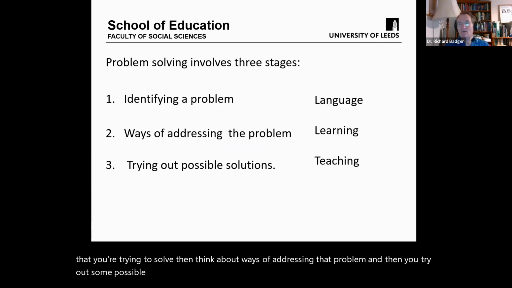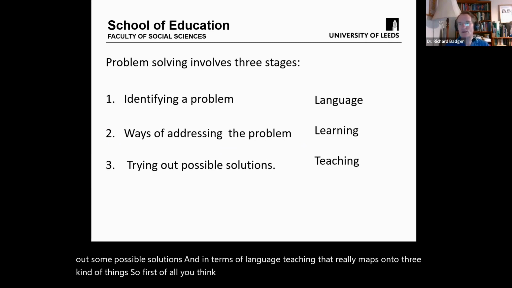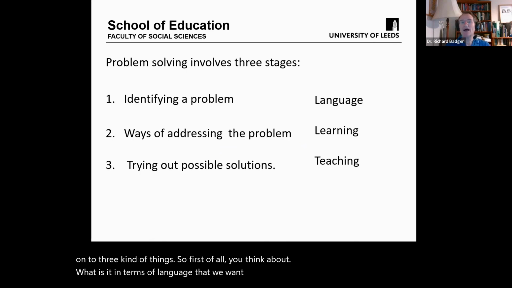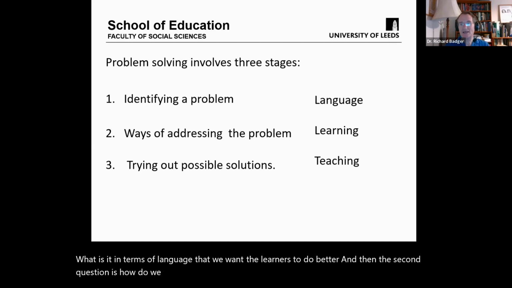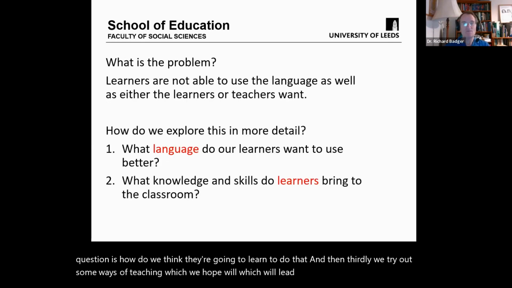And in terms of language teaching, that really maps onto three things. So first of all, you think about what it is in terms of language that we want the learners to do better. And then the second question is, how do we think they're going to learn to do that? And then thirdly, we try out some ways of teaching which we hope will lead to improvement.